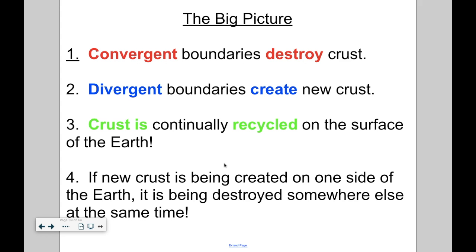There are 2 other ways that plates can interact to make sure you get all 3 courses for today, convergent boundaries as well as transform boundaries.